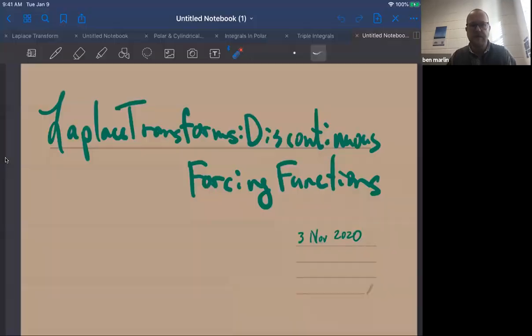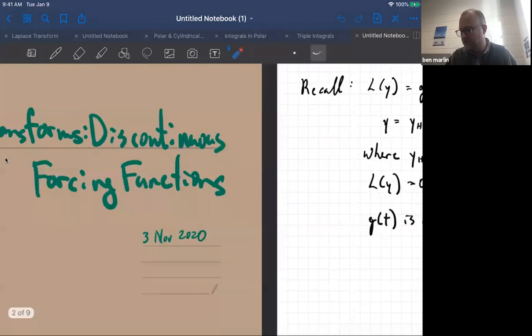So I'm going to share the screen, I hope. Share the screen, there you go. Yay, Laplace transforms discontinuous forcing functions.